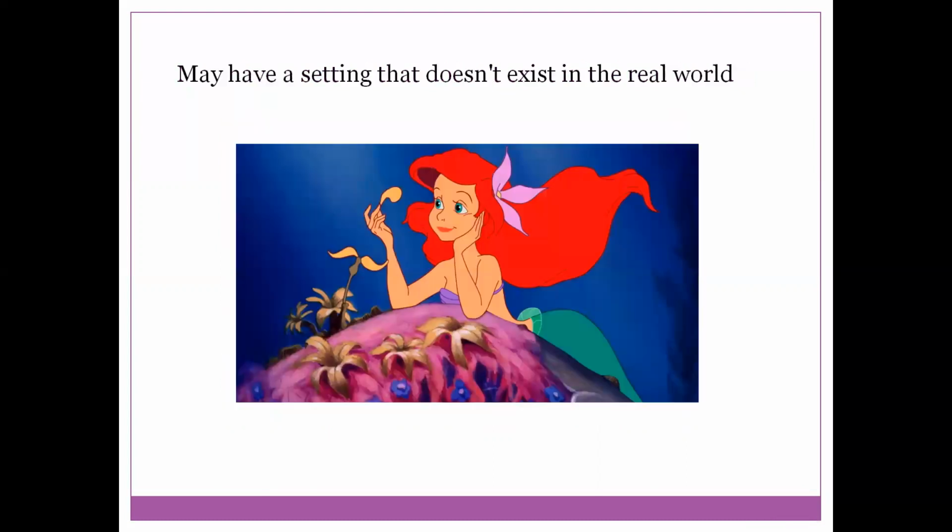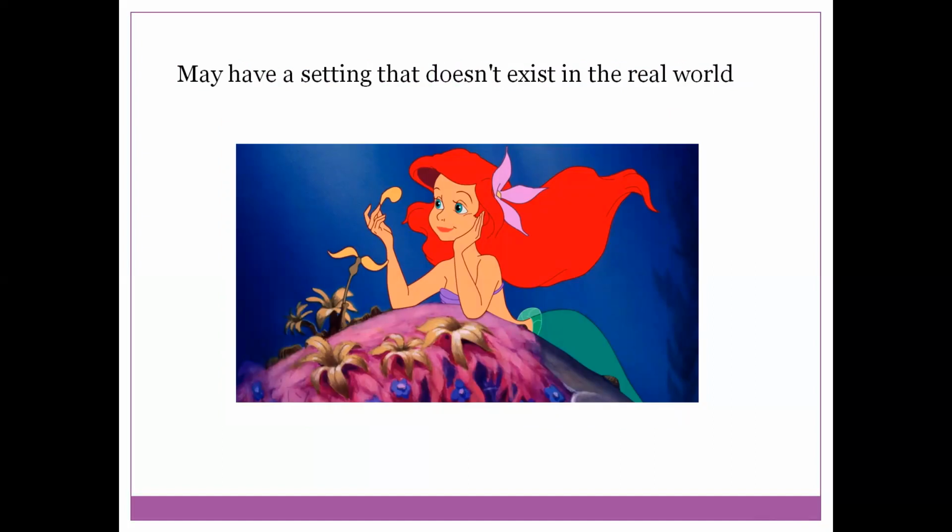Okay? One of the features also is that it may have a setting that doesn't exist in the real world. So you can choose the place that you want. You can change your own place in your story. For example, you can write like Alice in Wonderland. Here we have a place that is not real. Here, under the sea, is also a place that's not real. You can choose your own kind of setting, the place and the time.